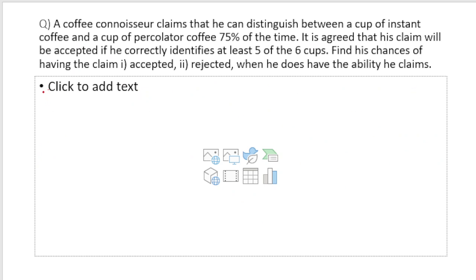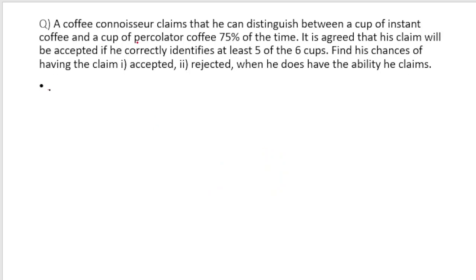This is an important kind of problem. So let us do this. A coffee connoisseur claimed, this is a difficult word, it just means someone who loves coffee, a coffee lover. So a coffee connoisseur claimed that he can distinguish between a cup of instant coffee and a cup of percolator coffee 75% of the time.